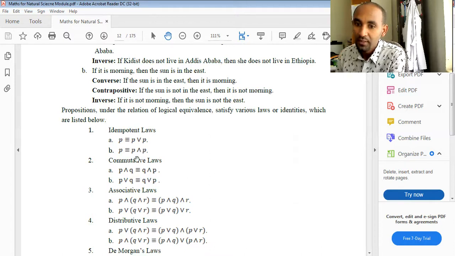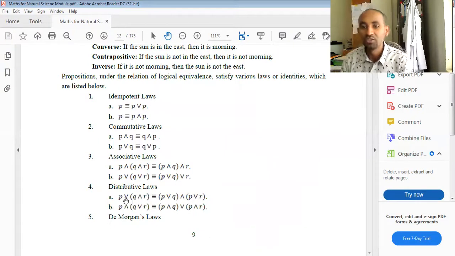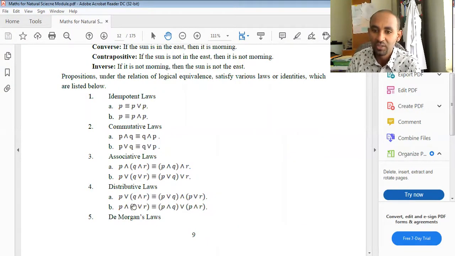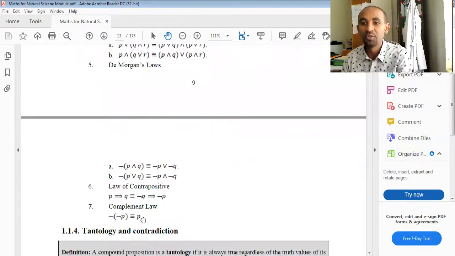Conjunction and disjunction are both commutative. They are both associative, and one is distributive over the other. Conjunction is distributive over the disjunction, and disjunction is distributive over the conjunction. The De Morgan's law, the negation of P and Q is not P or not Q. The negation of P or Q is not P and not Q.